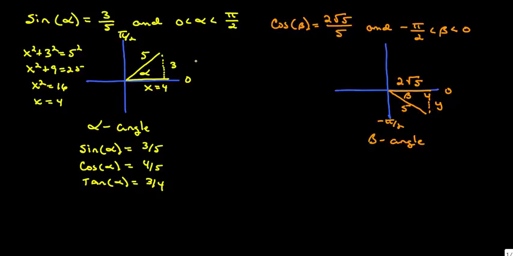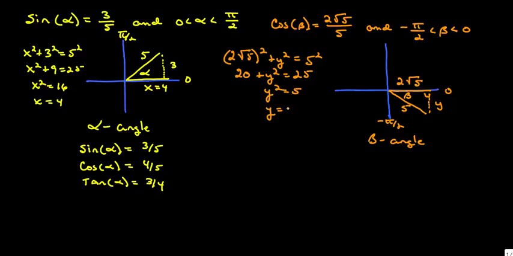So I'll do this math over here that says that 2 times the square root of 5 squared, this value, plus y squared should be equal to 5 squared. So this is 4 times 5, or 20, plus y squared is equal to 25. So y squared is equal to 5, or y is equal to plus or minus the square root of 5. Here it's going to be the negative because we're heading down.